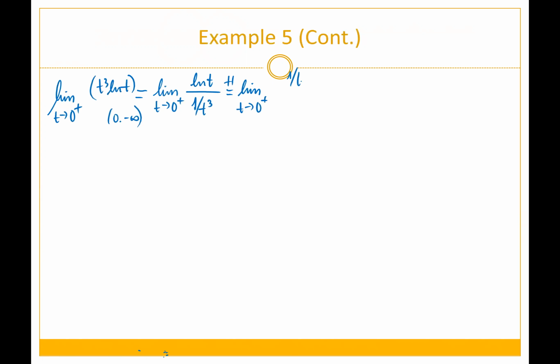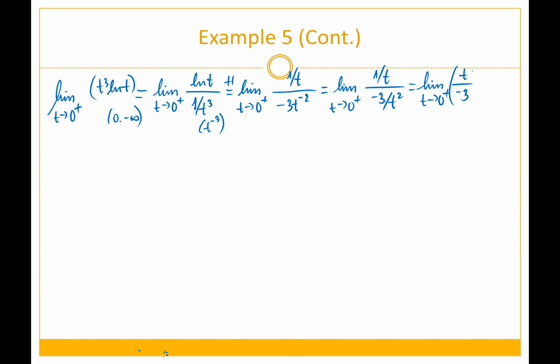So take the derivative: you're going to have 1 over t on top. The bottom is t to the negative 3, so I take negative 3 over t to the negative 2, which gives 1 over t divided by negative 3 over t squared. So what I end up having is the limit as t approaches 0 plus of t over negative 3. Very simple, and it's just going to give me 0, because it's 0 plus over negative 3, so it's just 0.